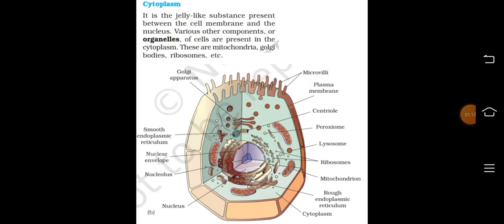Cytoplasm is the jelly-like substance present between the cell membrane and the nucleus. Various other components or organelles of cell are present in the cytoplasm. These are mitochondria, Golgi bodies, ribosomes, etc.